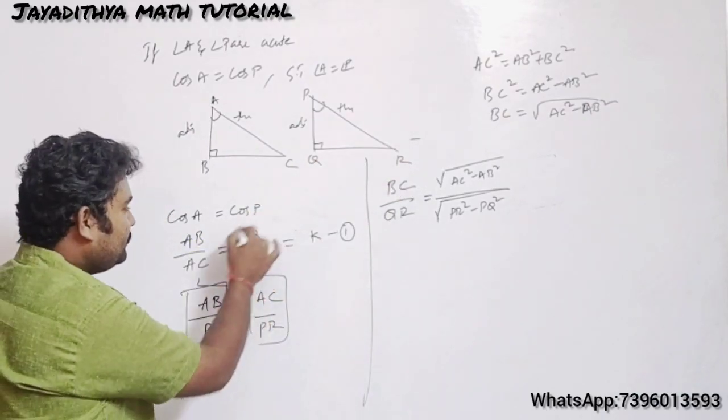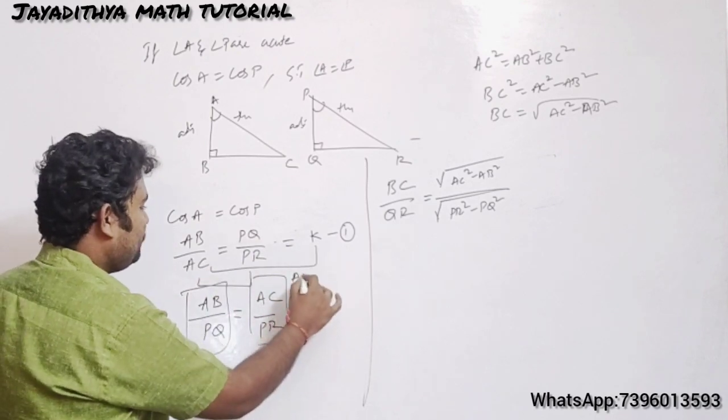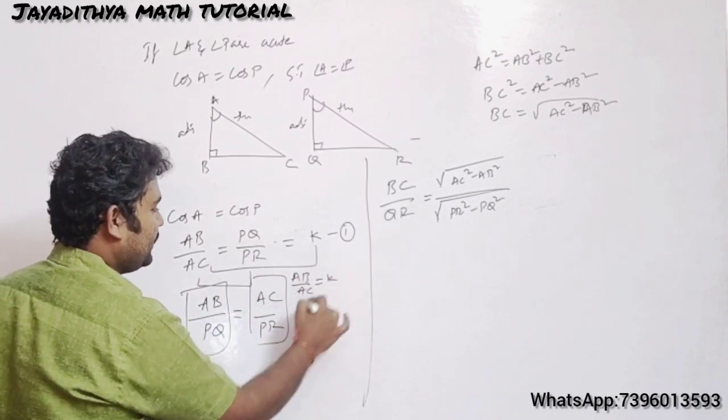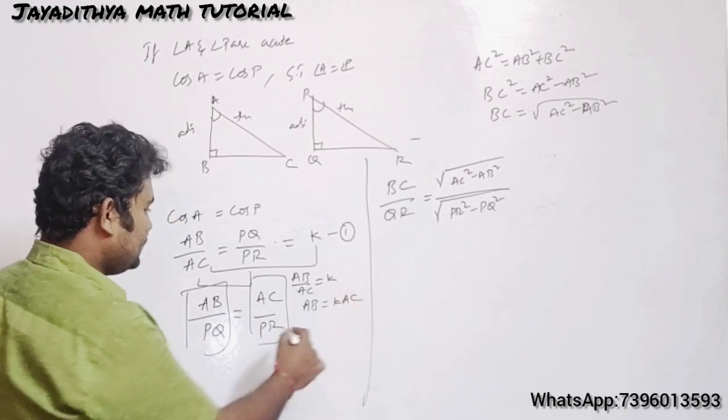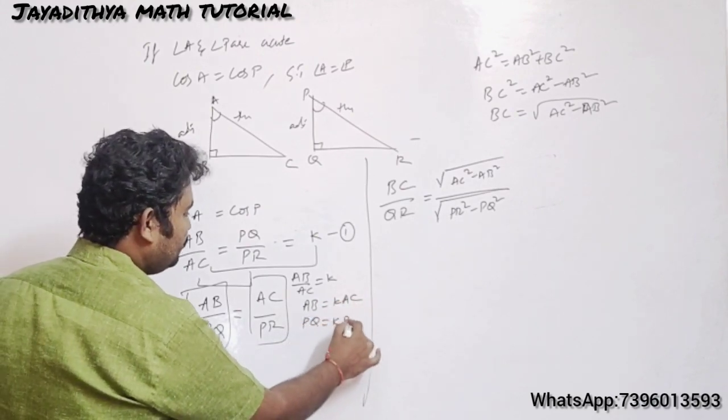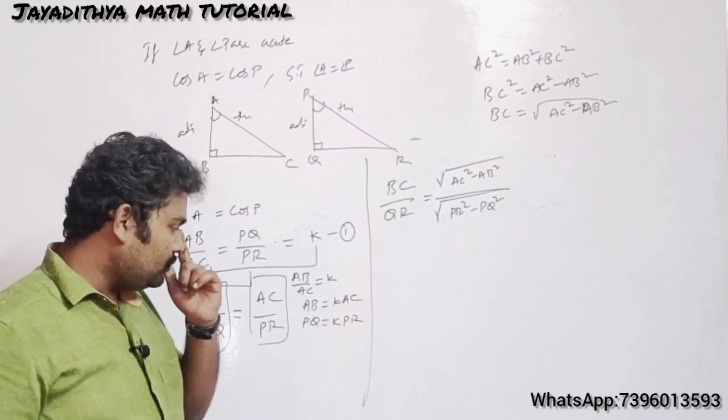But see here now, from this given equation, if you equate these two, AB by AC is equal to K. So what happens to AB now? That is K into AC. AB will become K into AC. And what happens to PQ here? PQ will be equal to K into PR here.